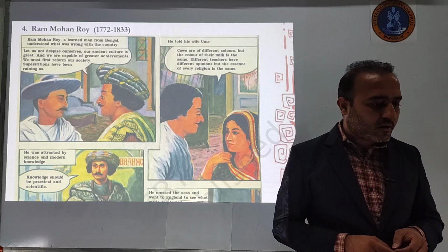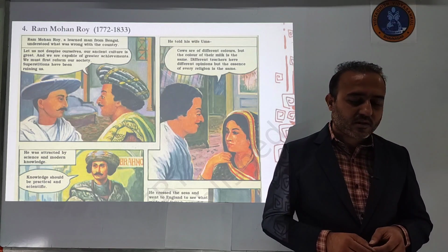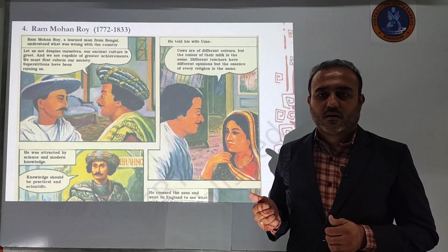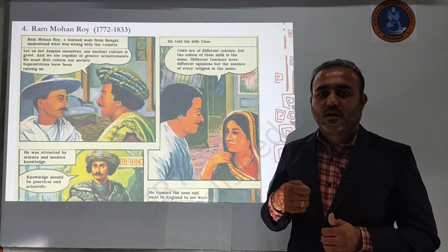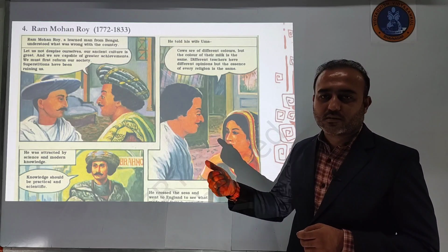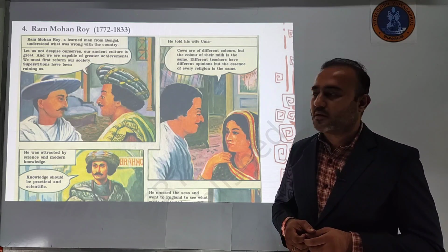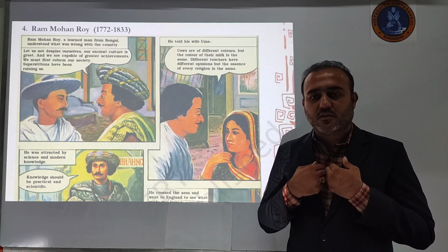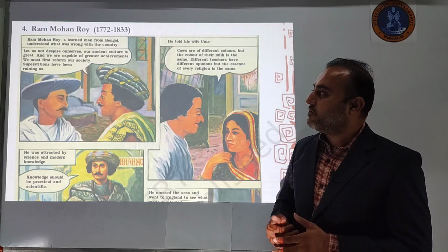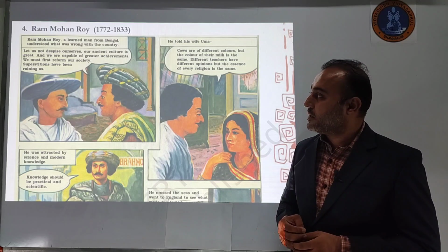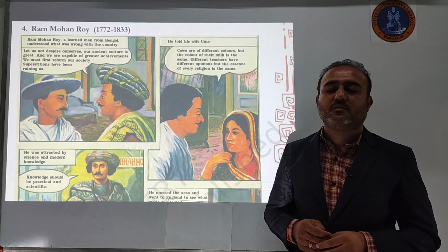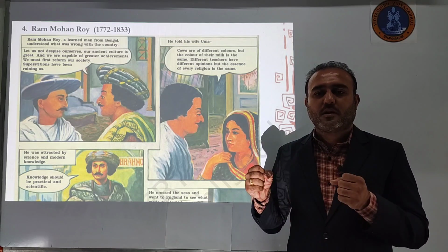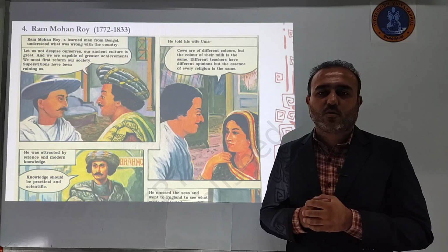Let us not despise ourselves. So despise means to dislike or disrespect. So what Raja Ram Mohan Roy is saying, let us not despise ourselves. Our ancient culture is great. What he is saying, that our ancient culture is great and we are capable of greater achievements. We must first reform our society. That means he is trying to say that our culture is so rich that again we can get back our position, again we can get back our own freedom.